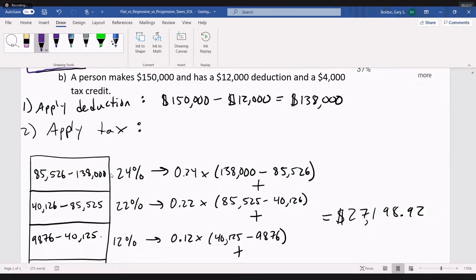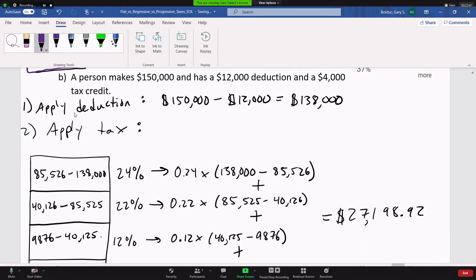So what about person B? Person B makes more, $150,000. They have a $12,000 deduction and a $4,000 tax credit. So what are my steps here? Remember, step 1, apply your deduction. My $150,000 minus $12,000 leaves me with $138,000. Step 2, apply the tax.